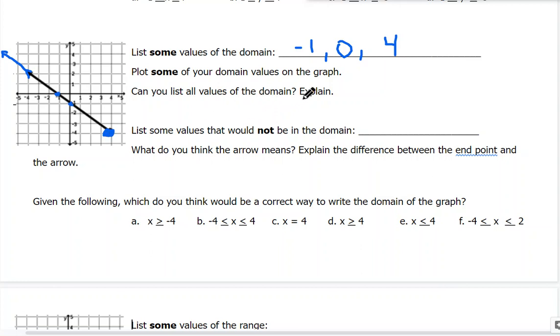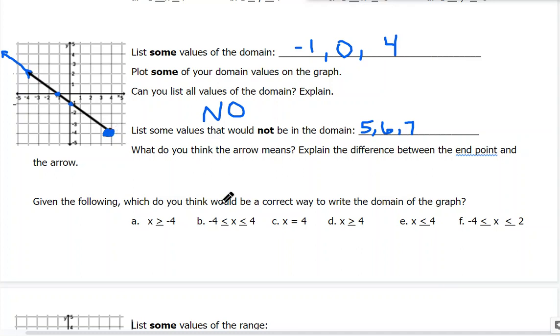Can we list all the values of our domain? No, we cannot, because this is an arrow. It's going to keep going on forever and ever towards our left, right? But it stops here. So what are some things that could not be in our domain? Well, 5 can't be there, 6 can't be there, 7 can't be there, because it ends right here at 4. It's not going anymore to our right. So the arrow means that it's going to keep going on. The point means that it stops there. So it can't go anymore.